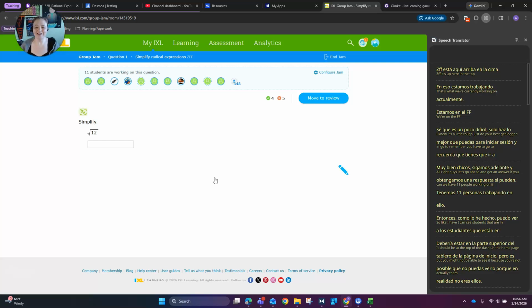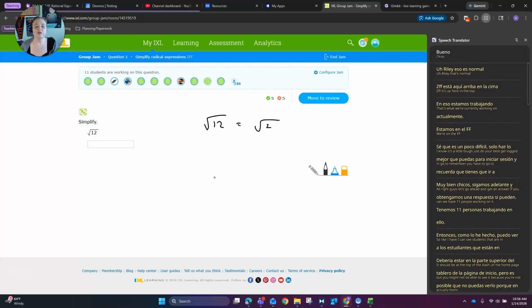So if you're not on the Jamboard, go up to the search, the magnifying glass at the very top, click on that, and type in square root of ZFF 12, 20 minutes.